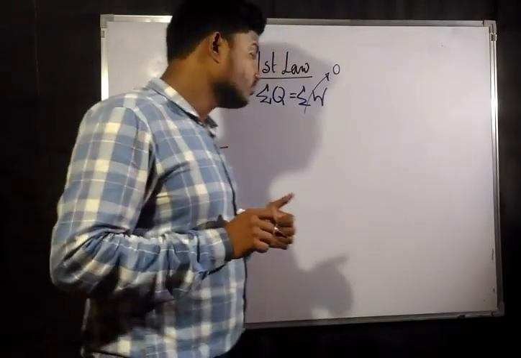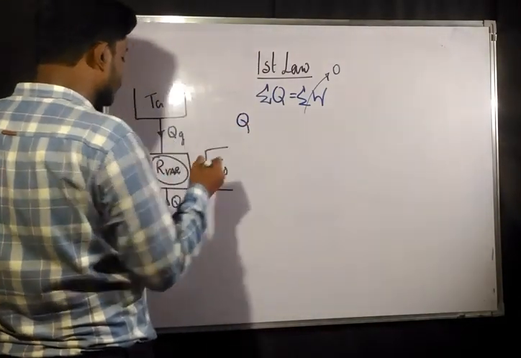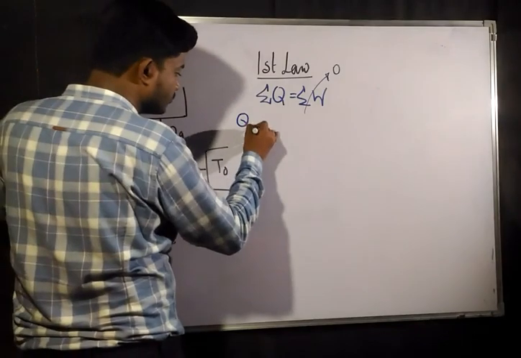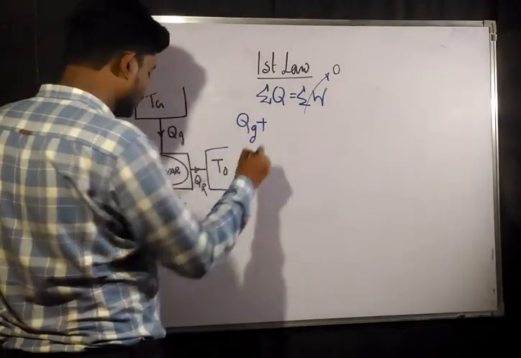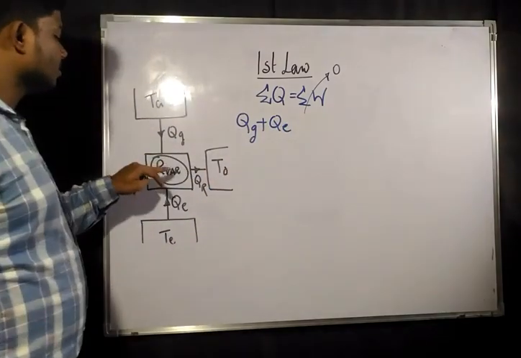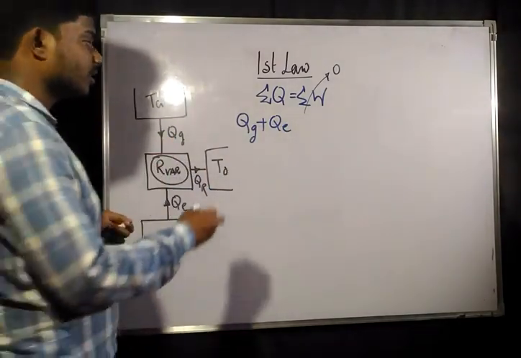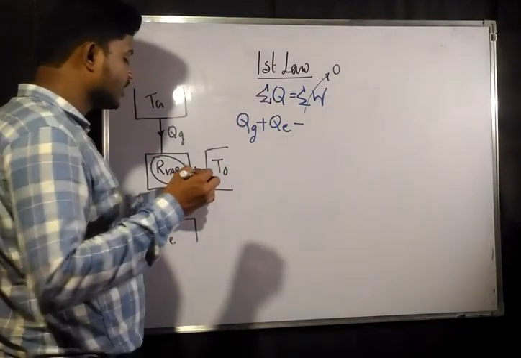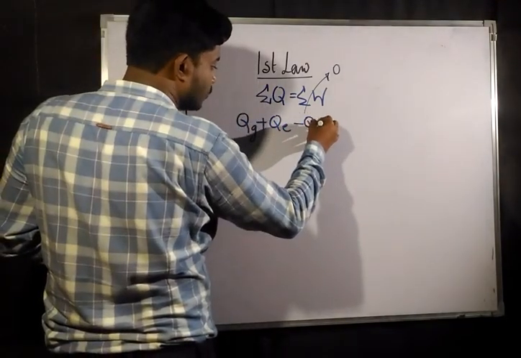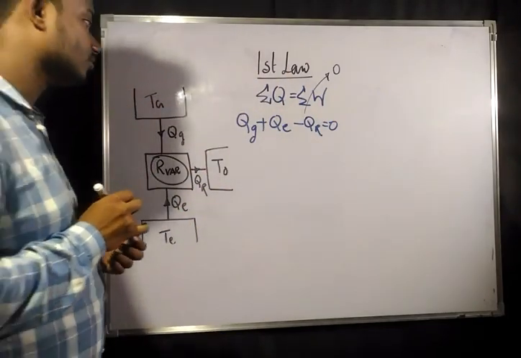Now what is going to be the heat interaction here from the first law? You are getting a heat of QG, plus you are going to get a heat of QE. This heat you are going to get from the generator, and this heat you are going to get from the evaporator, and you are going to reject one heat of QR, which is going to be equal to 0 since the work interaction is going to be 0.